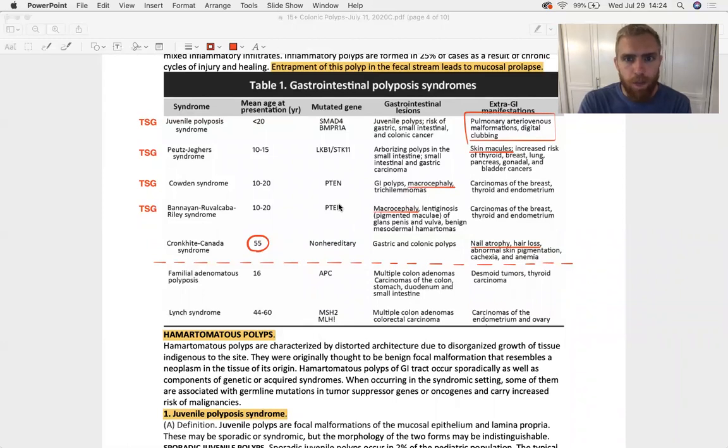Peutz-Jeghers Syndrome also has another very particular symptom. We'll see that in a few minutes. It's got macules of the skin. And remember, a macule is a flat spot on the surface of the skin. It's not raised, it's not indented, it's just totally flat. Cowden syndrome and Bannayan-Riley-Ruvalcaba syndrome both present with macrocephaly, which is Jimmy Neutron head.